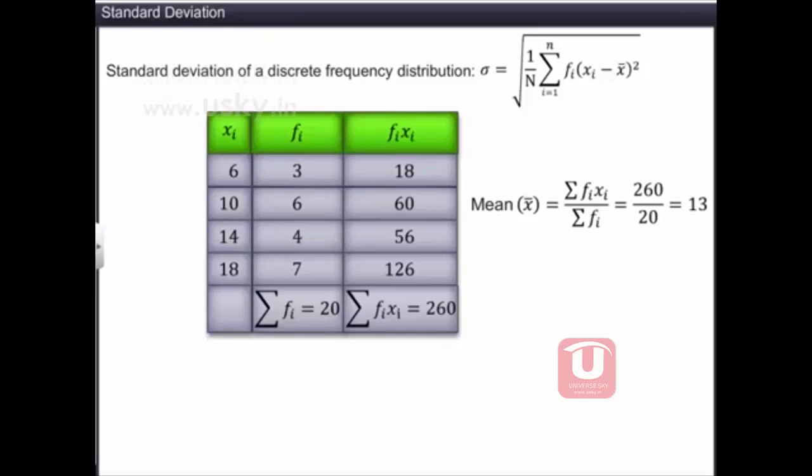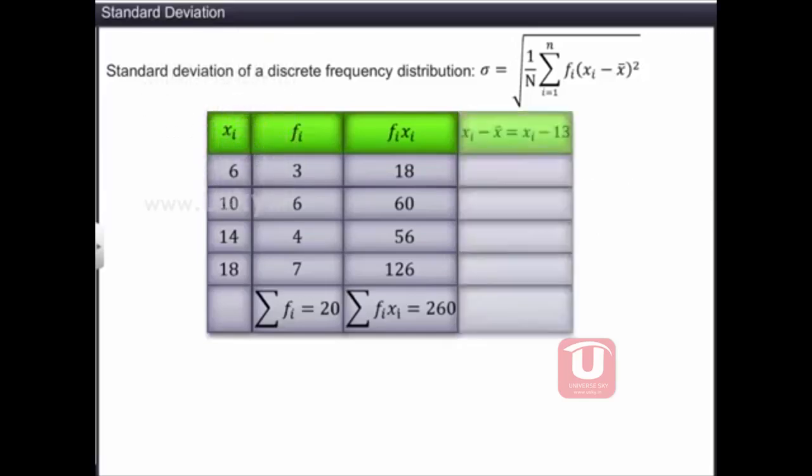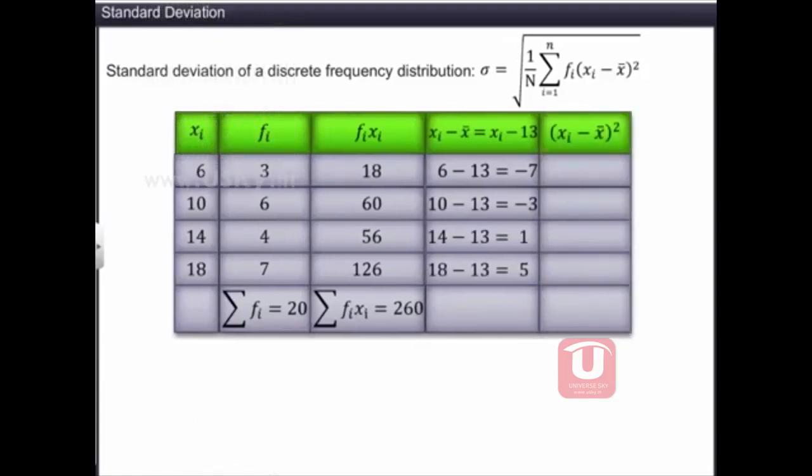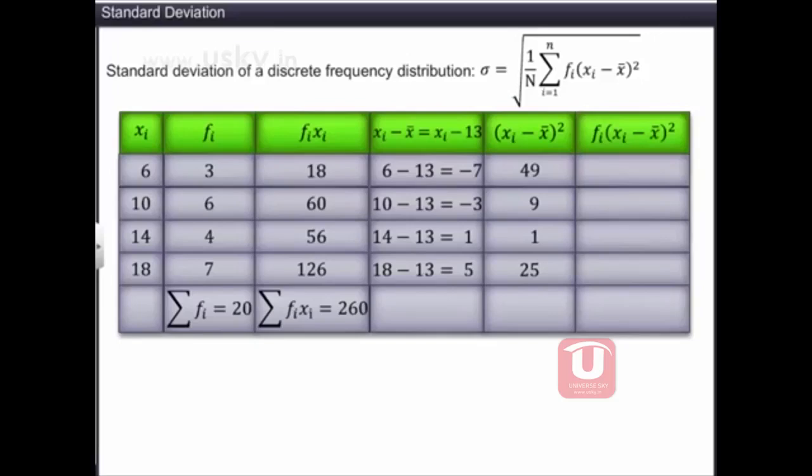Now, the deviations of the observations from the mean are -7, -3, 1 and 5 respectively. The squares of the deviations are 49, 9, 1 and 25 respectively. The product of the squares of the deviations and their respective frequencies are 147, 54, 4 and 175 in that order.